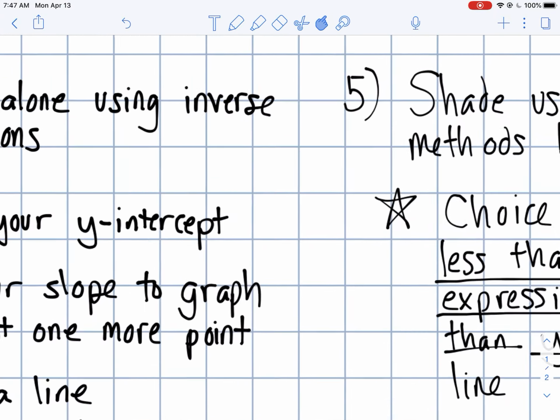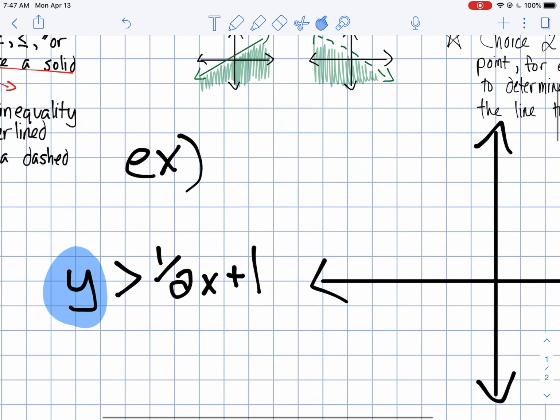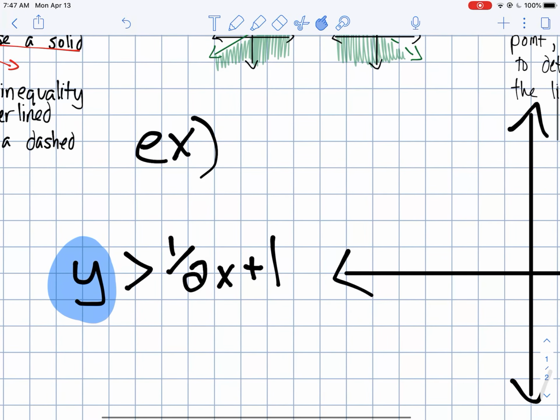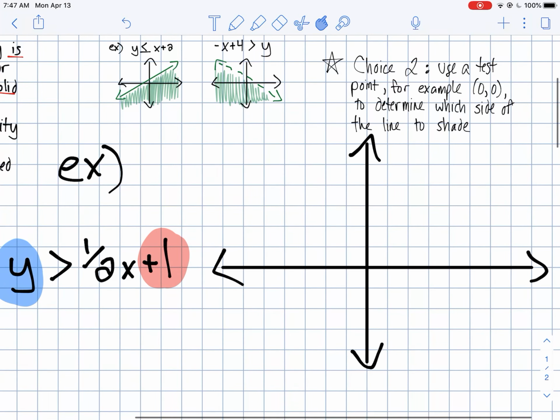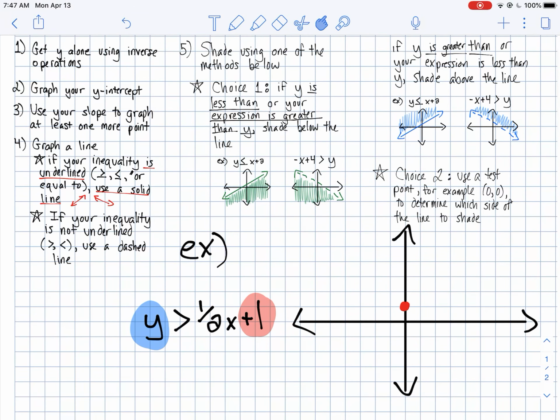Second step. This is going to be just like graphing a line like you've been doing. First step you want to do is graph your y-intercept. So let's take a look here. We have y is greater than 1/2 x plus 1. Now, if this were an equal sign, it'd be one of those typical linear equations we'd be graphing. It's the same principle. So I'm going to look for my y-intercept. I have 1. So I'm going to go to my graph here, and I'm going to graph my y-intercept right here at positive 1. All right, done with step 2.